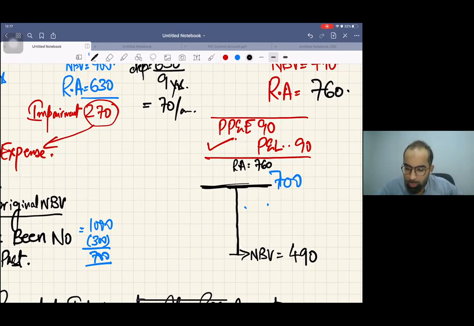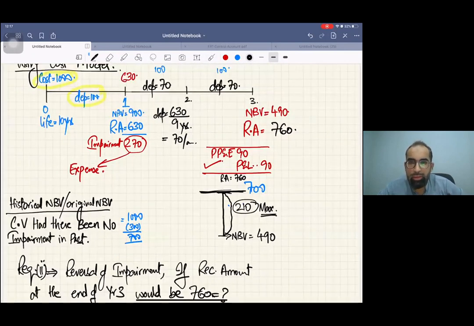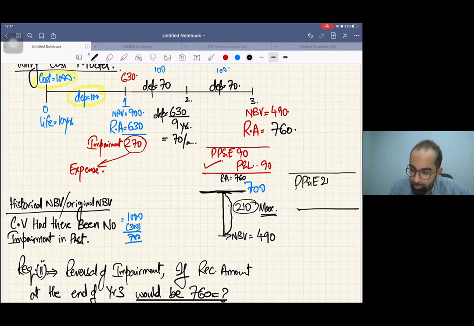So what you do, look at here. You go up, and here the guards will stop you. Here the guards will say, no, you can't go further. So this time, the maximum you can do is 210. This is the max. This time your reversal of impairment will be only 210. And so you will make the entry for this amount.